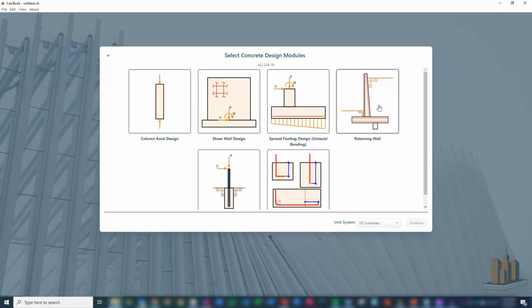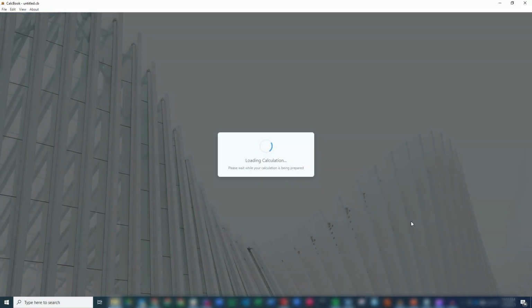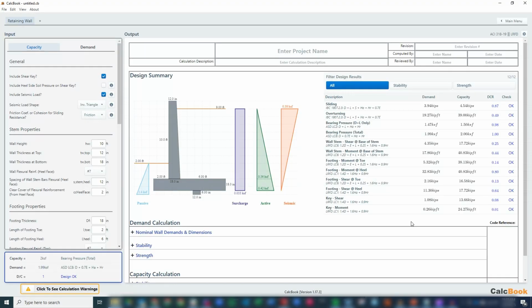So inside of our concrete design, we can go ahead and click on the retaining wall module, and we'll get that loaded up. And when it opens, we have set up this retaining module with some default values, so you have some regular size retaining wall dimensions here.